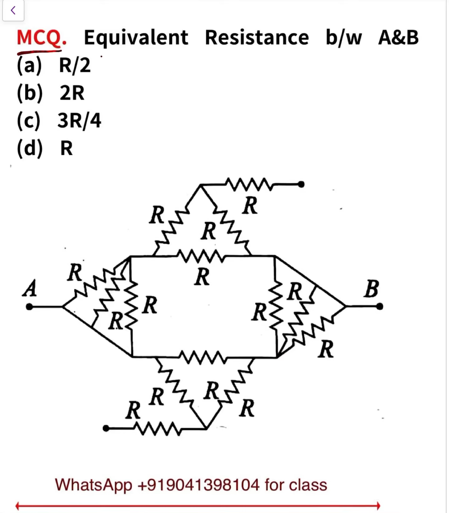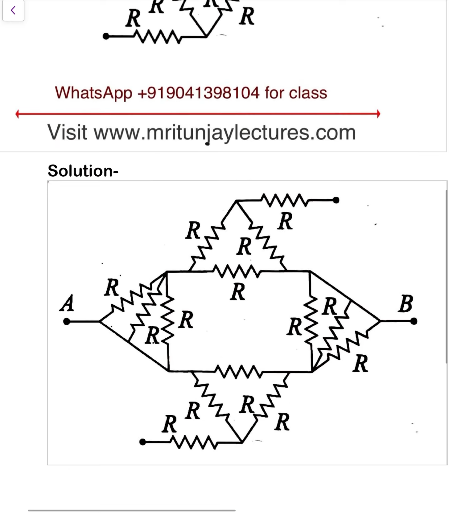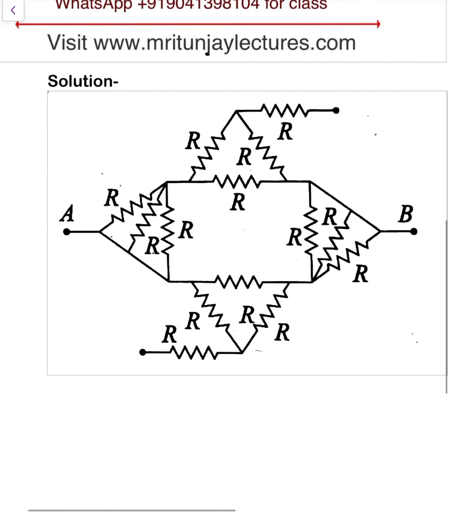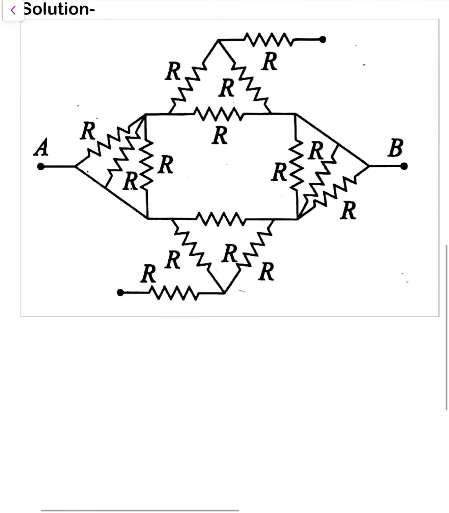Now MCQ: the equivalent resistance between A and B. That point is A and that point is B. So our motto is clear: determine the equivalent resistance between A and B. So how can we determine it?